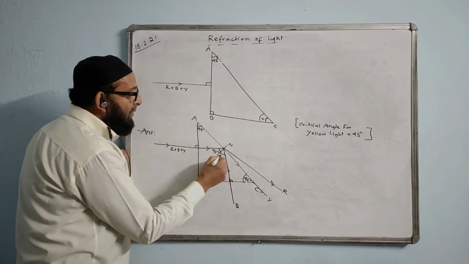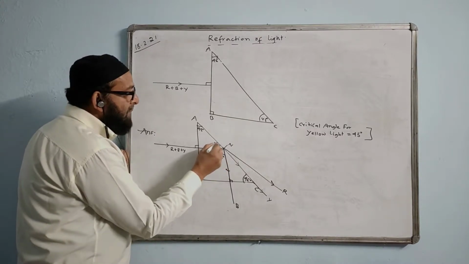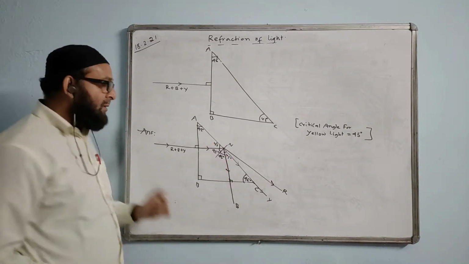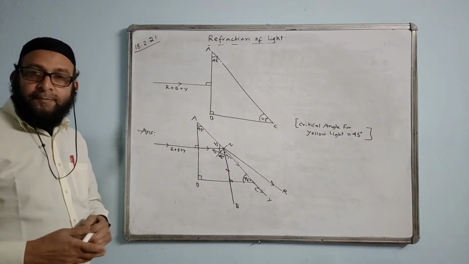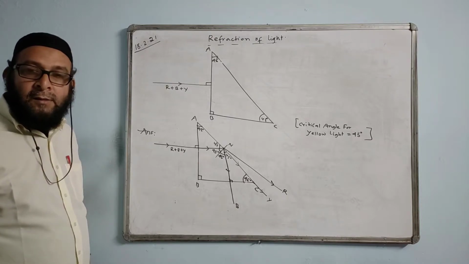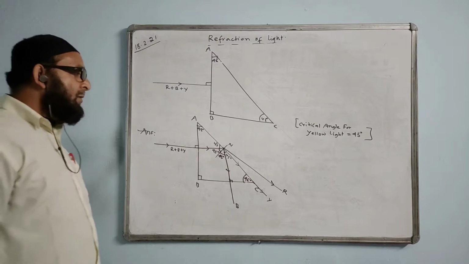Here the angle will be 45 degrees. This angle will also be 45 degrees. This angle is 45 degrees. I think you know this one. The blue will come out like this. Complete. Yes, done. Logic understood?